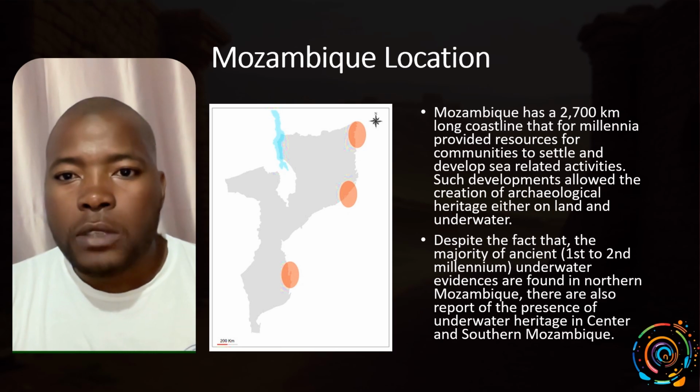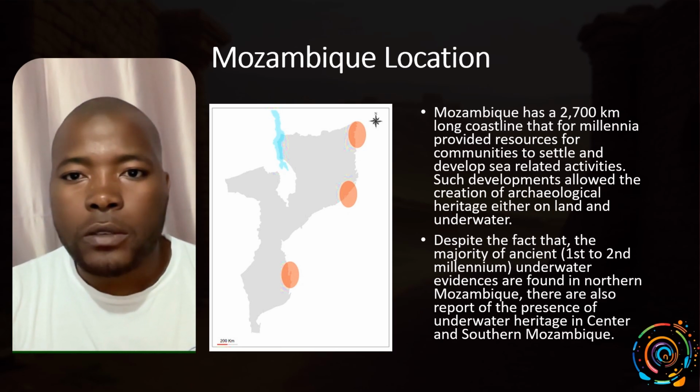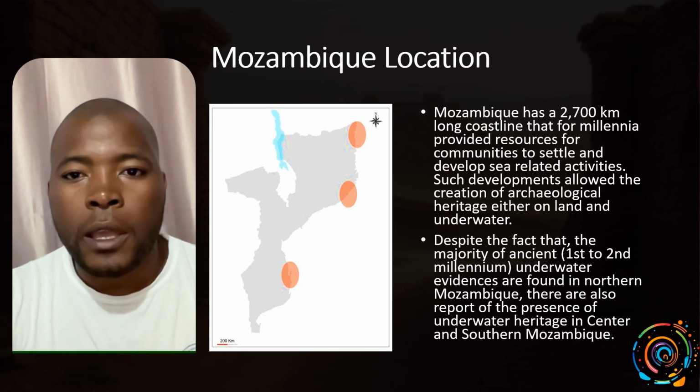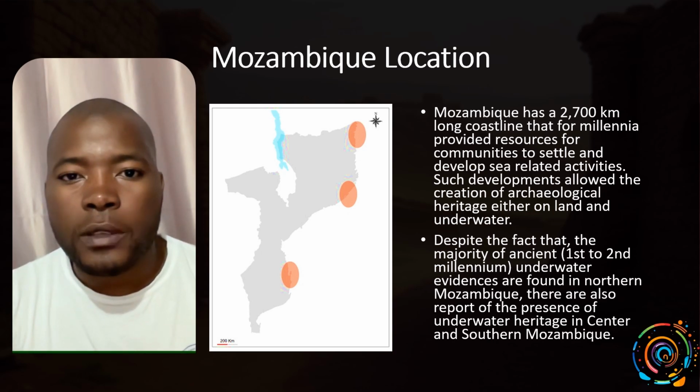So in this map, I would like to give you a sense of the location of Mozambique. This country is located in the southern part of Africa, on the eastern coast. On the east there is the Indian Ocean, which is the main domain along the Mozambican coast. On the map I'm showing here, there are three red dots, which are the main areas identified with UCH by different projects that have been carried out since the colonial period and also after independence.